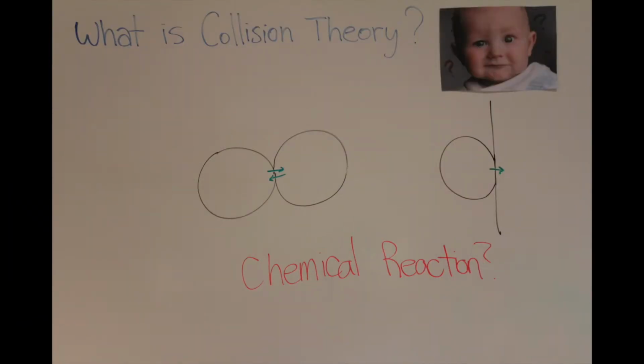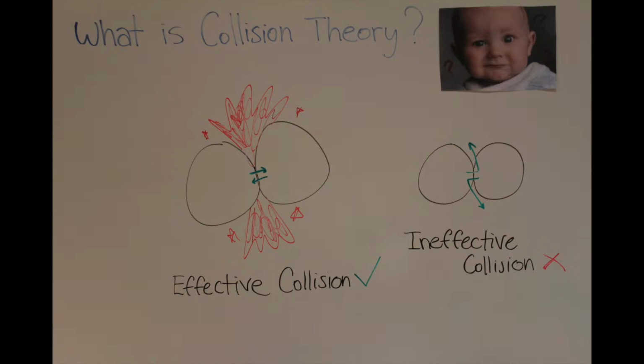Now we can take a look at collision theory. What is collision theory? Collisions occur when 2 molecules collide or one molecule collides with the walls of a container. This has the potential to result in a chemical reaction. There are 2 types of collisions, effective and ineffective collisions. Only effective collisions can cause a chemical reaction.